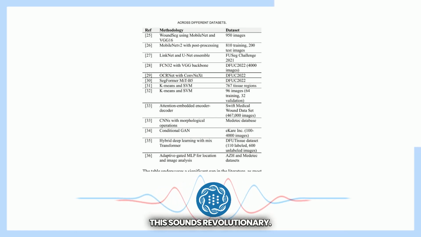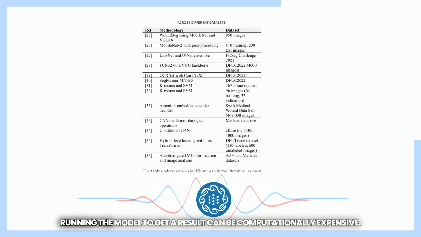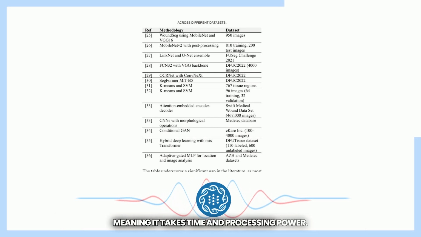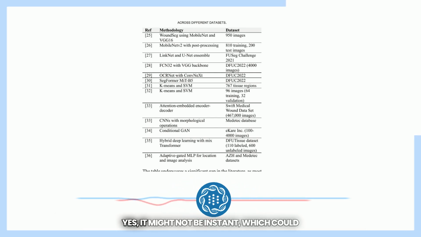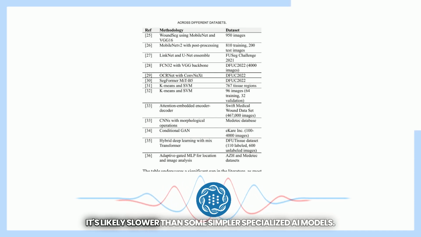This sounds almost revolutionary, but are there downsides? What are the current limitations? Well, like many of these large diffusion models, inference, actually running the model to get a result, can be computationally expensive. Meaning it takes time and processing power. Yes. It might not be instant, which could be a factor in, say, a busy clinic setting. It's likely slower than some simpler, specialized AI models.